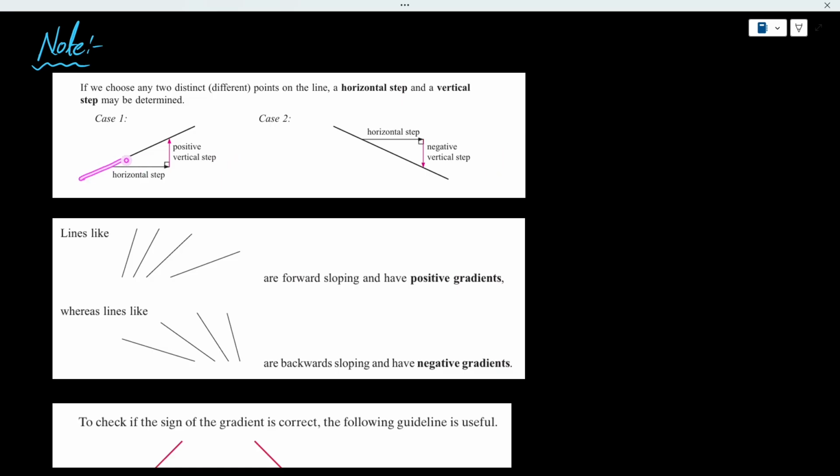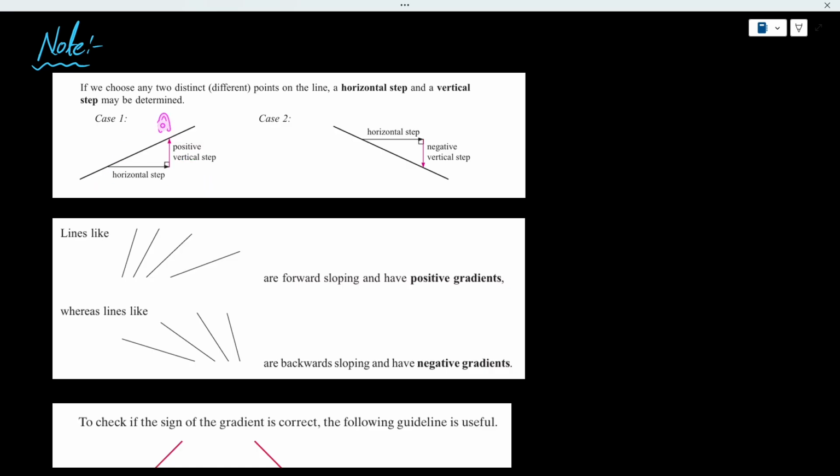If the slope is towards the right side, this is called forward slope. So see here, all these lines which are forward sloping have positive gradient. Why is it positive gradient? Because when I take any two points, your horizontal movement is positive and vertical movement is also positive. So you know that positive divided by positive is always positive.